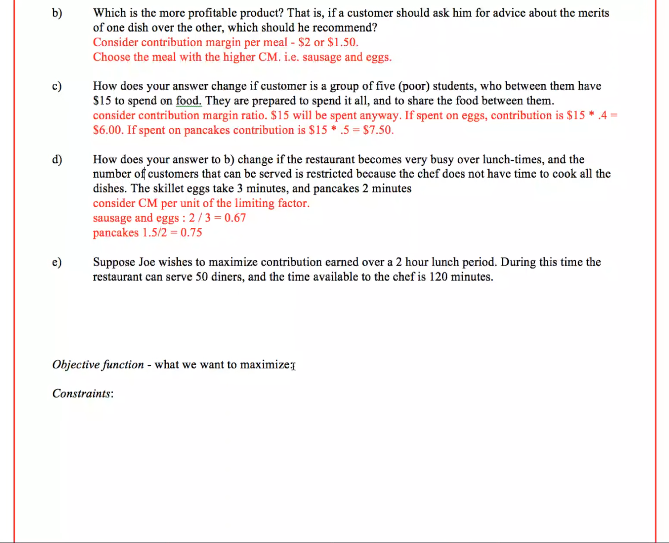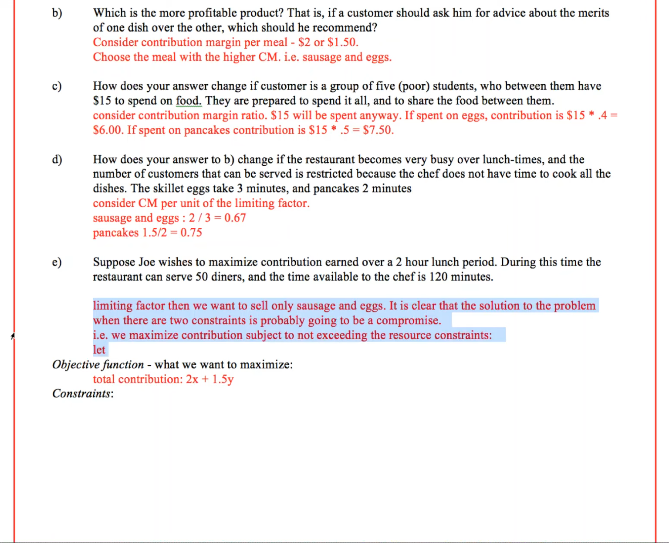So what are we going to do? We've now got the two constraints, both the fact that we can't serve more than 50 meals, and we can't have a cooking time of more than 120 minutes. And so we can set this up as what's called a linear programming problem. We're going to say, well, let's have a function. Our objective, what are we trying to do? We're going to maximize 2x plus 1.5y, where, let's put the results in here. We're going to maximize the contribution subject to not exceeding either of the resource constraints.